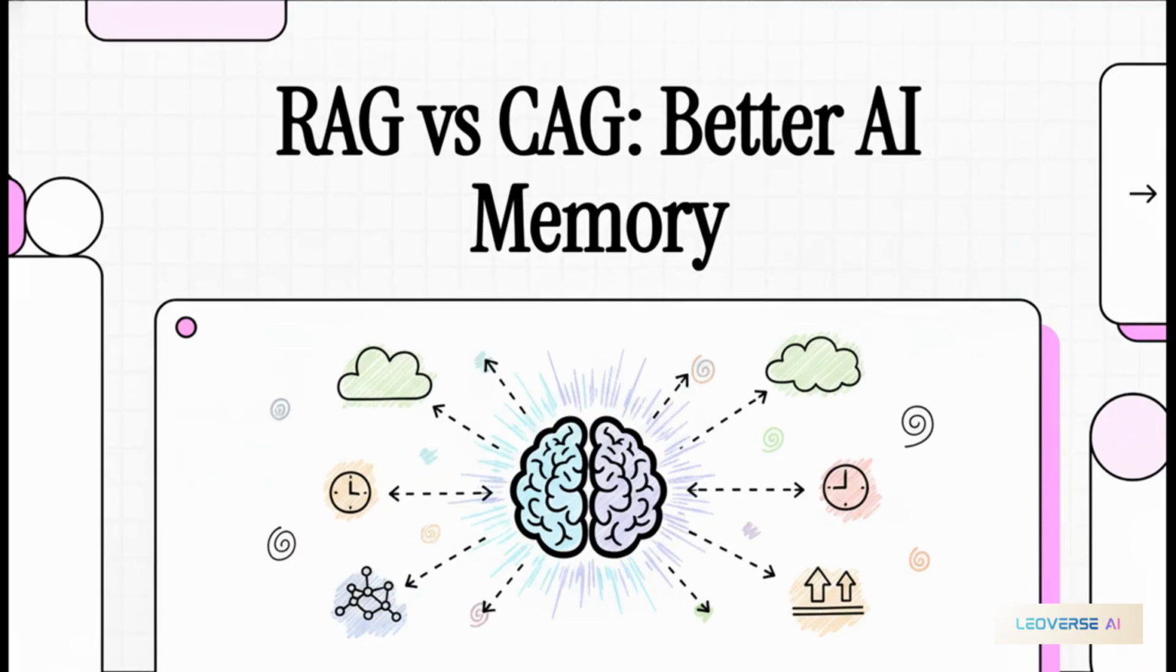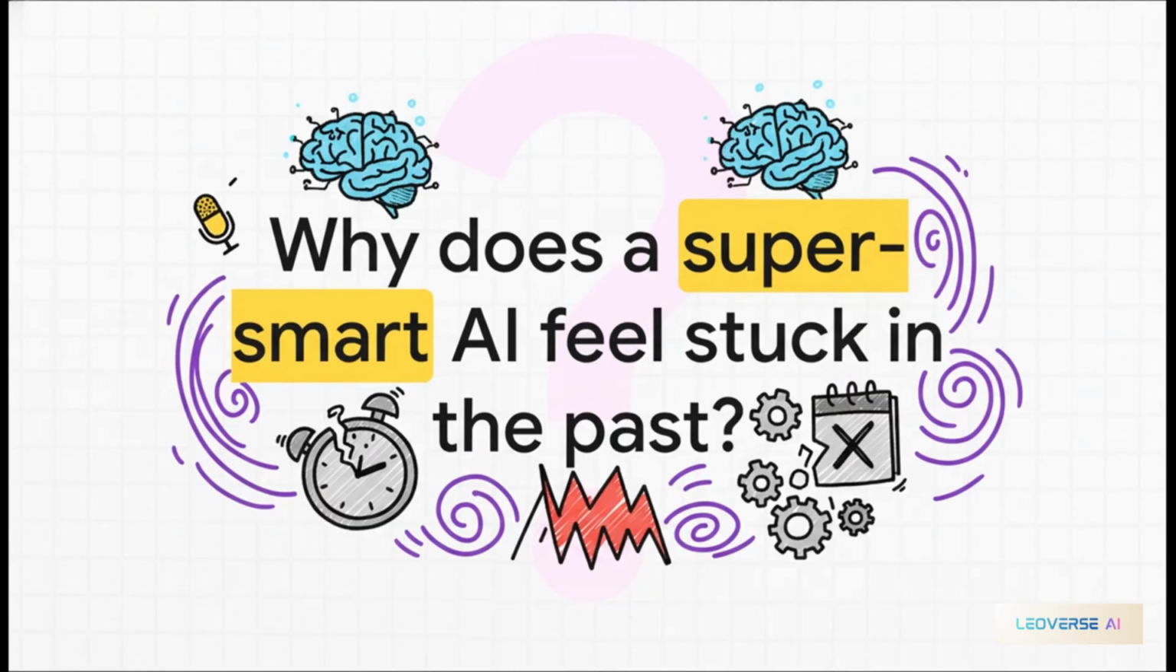All right, let's dive into this really fascinating evolution happening in AI right now. We're going to look at how we're making these models not just smarter, but way faster and more efficient by giving them something that honestly looks a lot like memory. So, have you ever had that feeling?